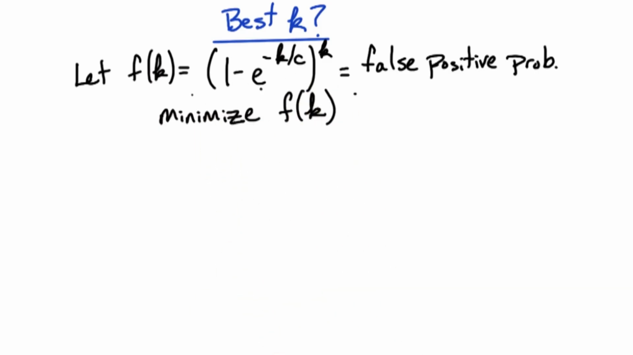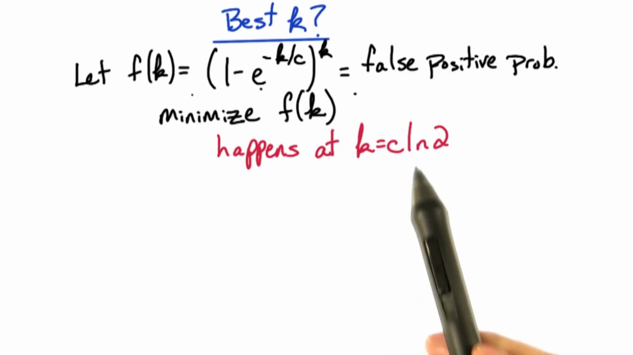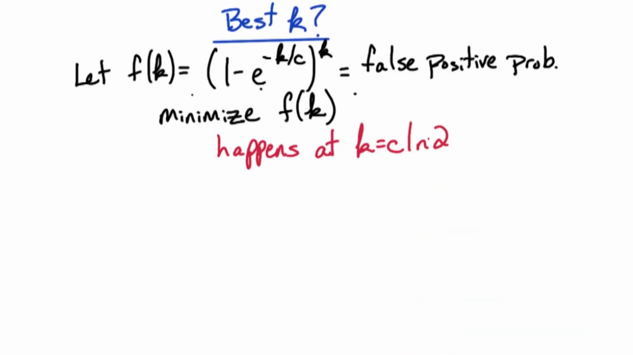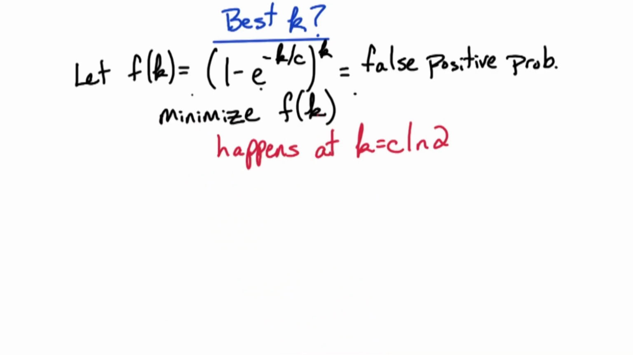Where does that optimal happen? It happens at k equals c times ln 2. That's the natural log of 2, the log base e of 2. I'm going to skip this calculus so that I don't embarrass myself. I've forgotten my calculus too, so don't worry.